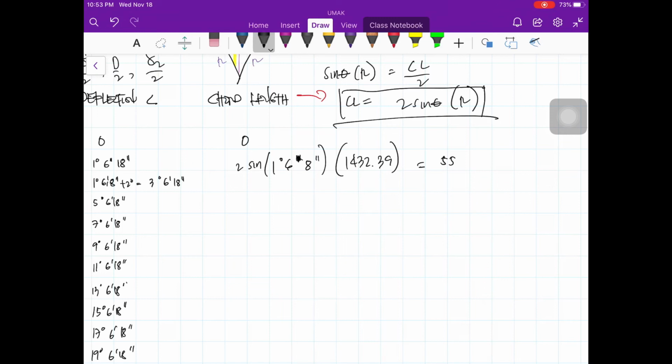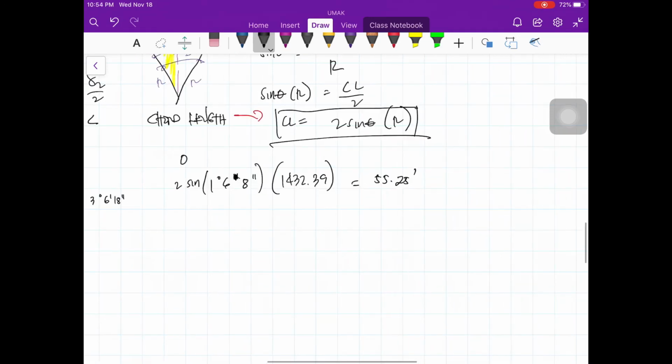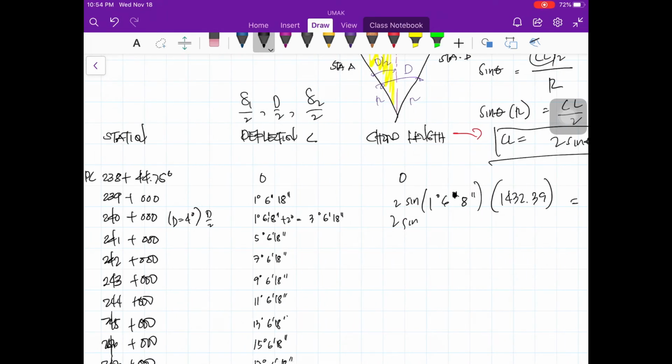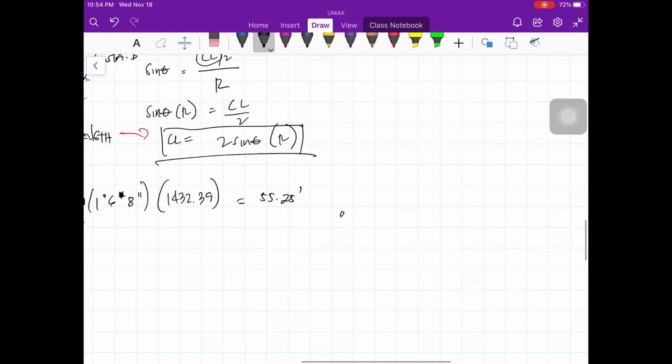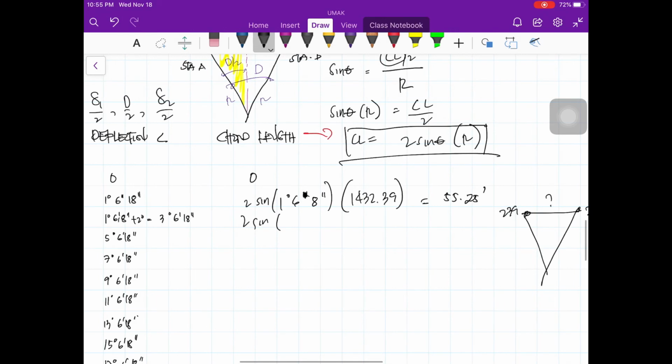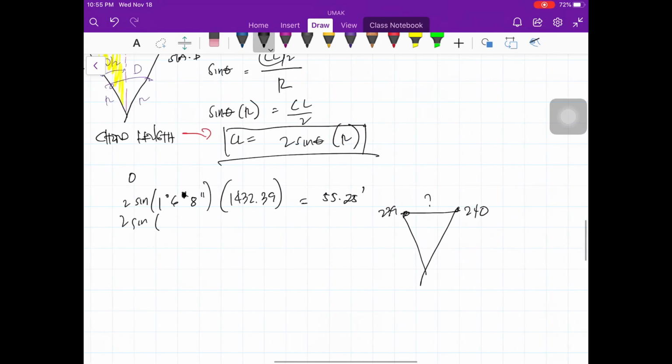That will be 55.25. Okay, the chord length of the next will be 2 sine. What's the deflection angle of this, the chord to chord, so let's say station 239 plus 240? So what's the deflection angle? So that's 4, so we need to say the half of that, right? So no, sorry, yeah, the half of that. So that's 2 degrees times 1432.39. So what's this?